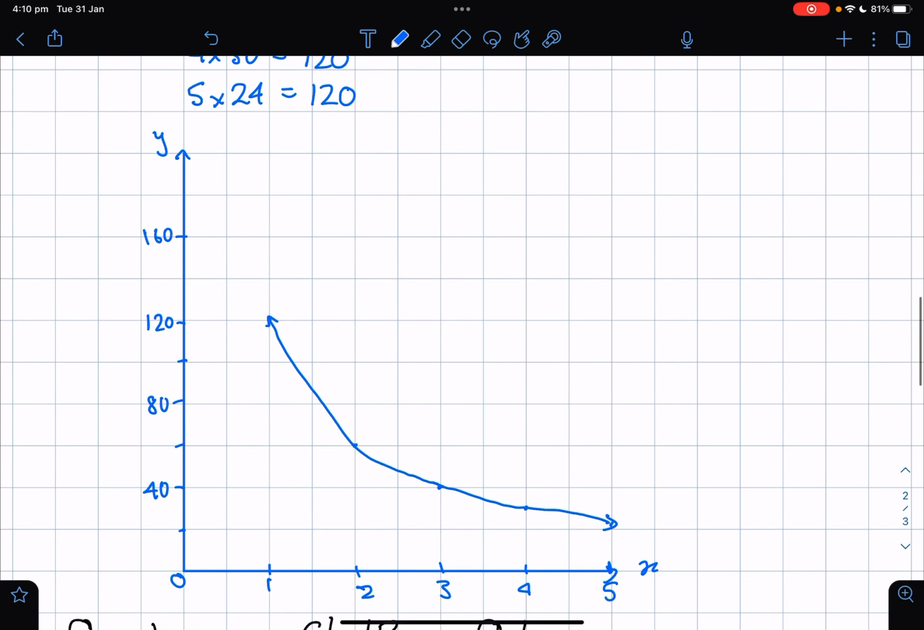All right, so with that, we know how to graph, we know how to test if some variables are inversely proportional. That should hold you in good stead until next time.